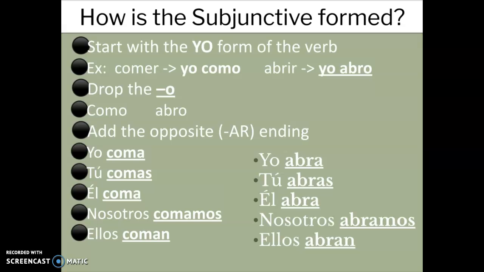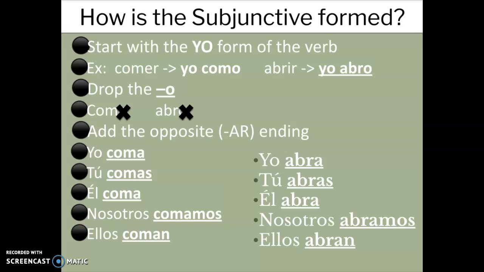Our next step is to drop the o. So for comer, we now have com, C-O-M, and abrir, we now have abr, A-B-R. So what we are going to do is add the opposite ending. So since these are ER and IR verbs, we are going to add AR endings to them. So let's look at our ER verb. Yo coma, tú comas. Él, ella, usted coma. Nosotros comamos. Ellos coman.